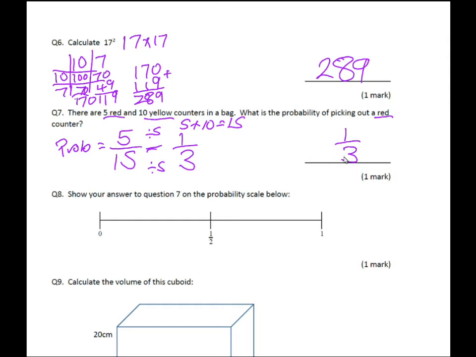Question 8. Show your answer to question 7 on the probability scale. So when you look at the probability scale, you're looking to divide the scale into 3 equal parts. So roughly, it would be in 3 equal parts like that. So this is part 1, this would be part 2, and this would be part 3, very roughly. So all you need to do for your 1/3 is put your arrow roughly around here. And that's worth 1 mark.